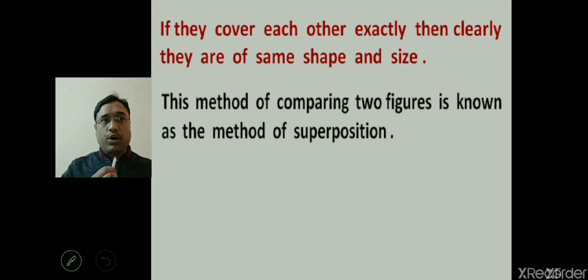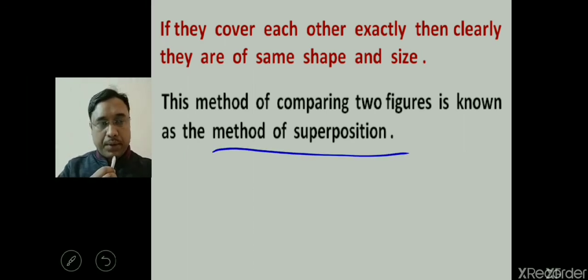And this method of comparing two figures is known as the method of superposition. Whether they are congruent or not, that you are finding, is also a type of comparison. That means you are comparing these two figures. So this method of comparing two figures is known as the method of superposition. I hope this is clear to you.